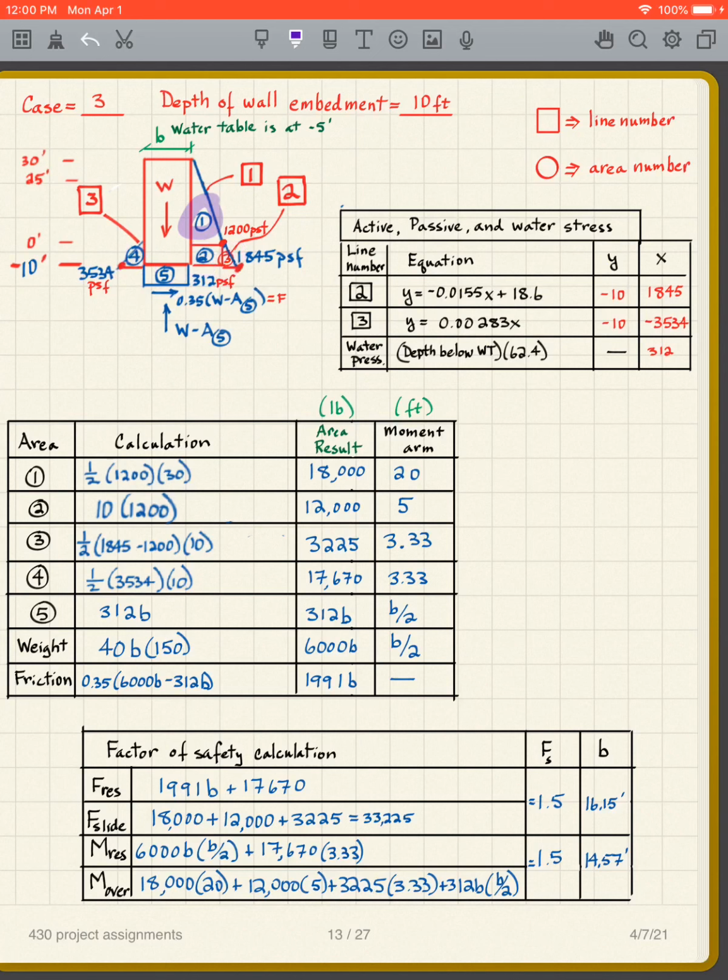So now that we have that, let's start calculating those. Well, 1 is a triangle, right? So it's going to be 1/2 the base times the height. And so this distance is 30 feet. And then I have the 1200, so it's going to be 1/2 times 30 times 1200. That gives me 18,000.